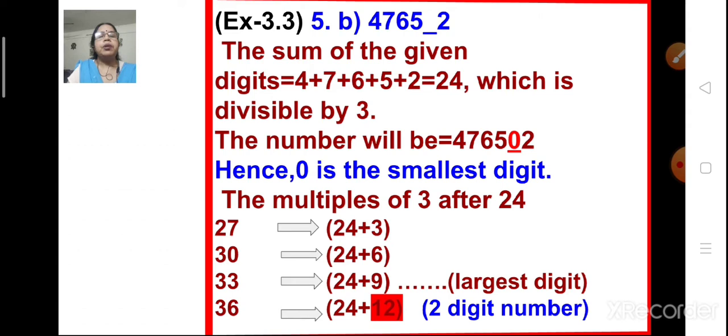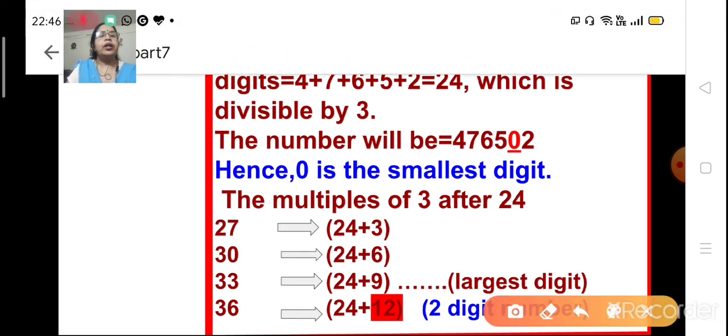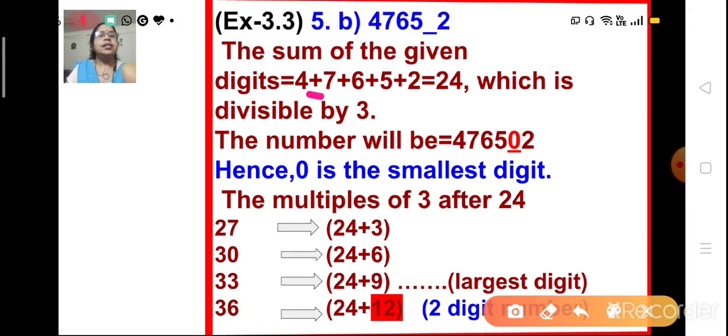For a number to be divisible by 3, we have to find the sum of its digits, and if the sum is divisible by 3, then the number will also be divisible by 3. Now let's find the sum of the digits that we have here. The digits are 4, 7, 6, 5 and 2, and this sum is 24, isn't it? 4 plus 7 plus 6 plus 5 plus 2 is 24. And we know 24 is divisible by 3. 3 eights are 24.